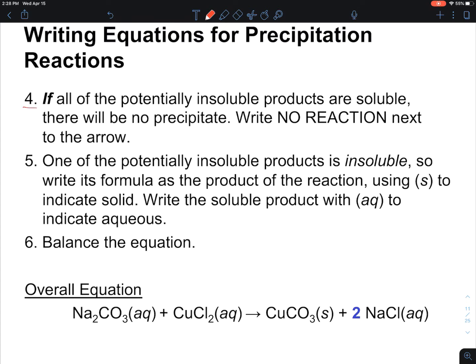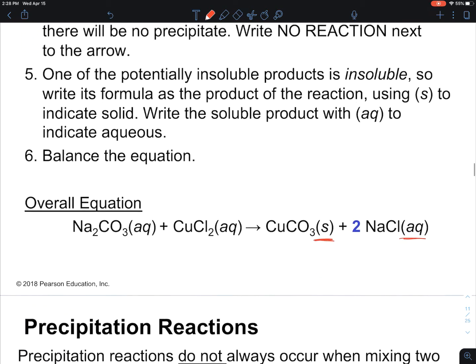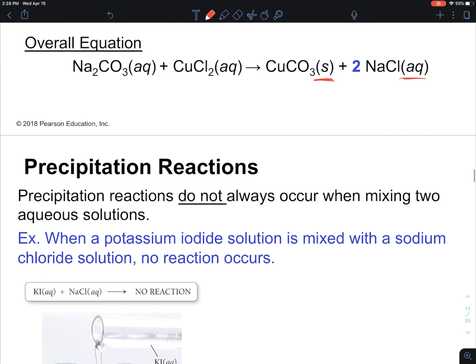So what point 4 here is saying is that if everything is soluble, you don't have any reaction. If you've got some things that are soluble, then you've got a precipitation reaction. So our overall equation ends up being sodium carbonate, copper chloride going to copper carbonate, and then 2 NaCl. Where now we've indicated what the states are on our products, right? We know copper carbonate is a solid.